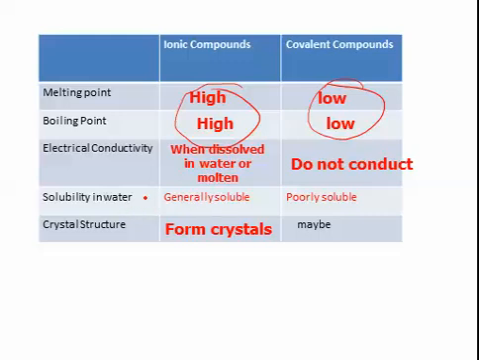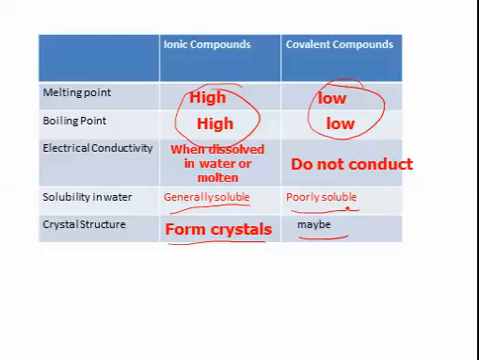Solubility in water. Does it dissolve in water? Ionic compounds are generally soluble, and covalent compounds are poorly soluble. Crystal structure. For the most part, ionic compounds form crystals. For covalent compounds, maybe. Like in our lab, we had sugar. Sugar's a covalent compound. Sugar forms crystals. So just because it's a crystal doesn't mean it's ionic, but it's a sign that perhaps it is ionic.